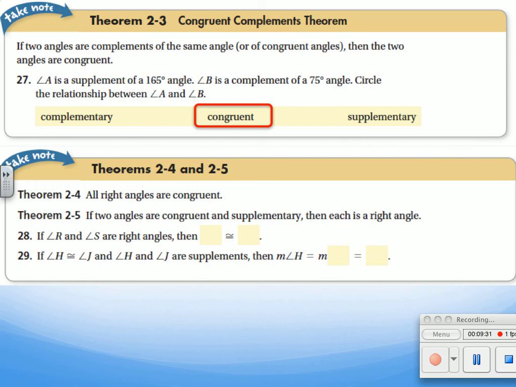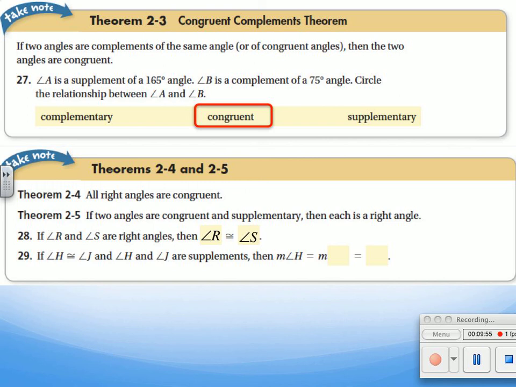Theorem 2-4 basically just states all right angles are congruent. All right angles equal 90 degrees, so they all have the same measure. Theorem 2-5 states if two angles are congruent and supplementary, then each is a right angle. If angle R and angle S are right angles, then the measure of angle R is congruent to angle S.